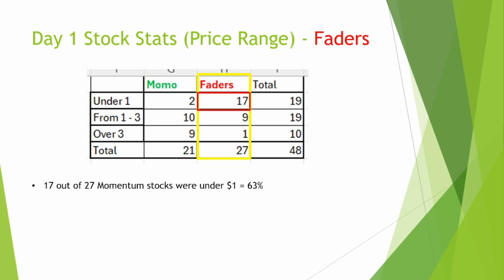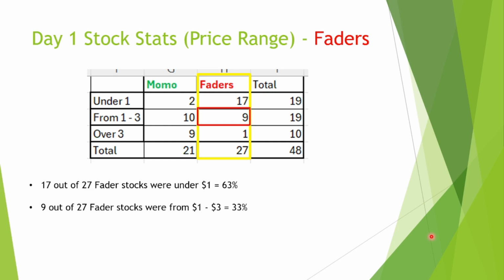So now we're looking at faders. 17 out of 27, since there were 27 fading stocks that we categorized for this week, were under $1. 9 out of 27 were from $1 to $3, 33%, and 1 out of 27 was over $3. So to me, looking at this is a little bit of a reverse of what the momentum was. Basically, stocks under $1 that were gapping up.